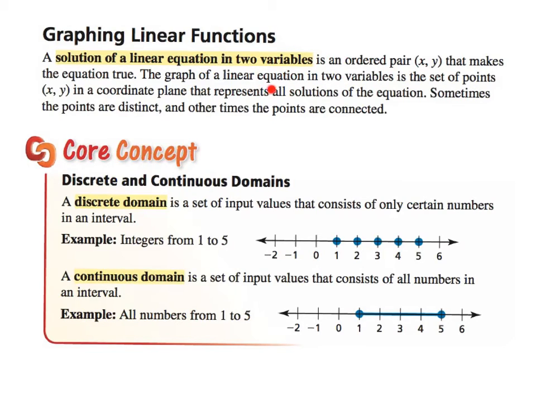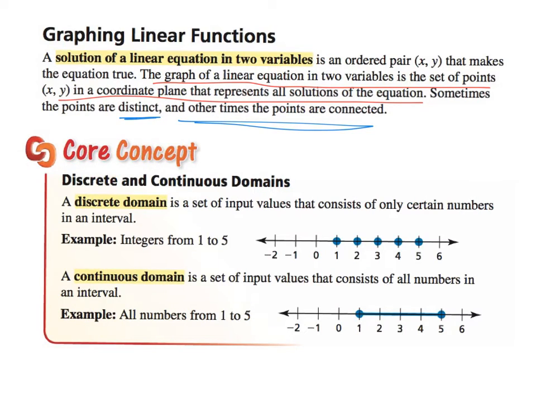The graph of a linear equation in 2 variables is all of the points (x, y) in a coordinate plane that represents all solutions of the equation. Make note of that. Sometimes, and I think this is new to you, the points are distinct, and sometimes they are continuous, which means they are connected, which leads into our discrete and continuous domains.